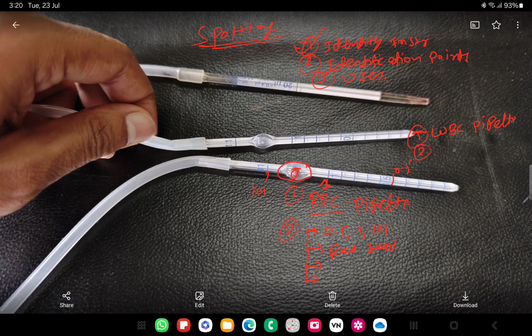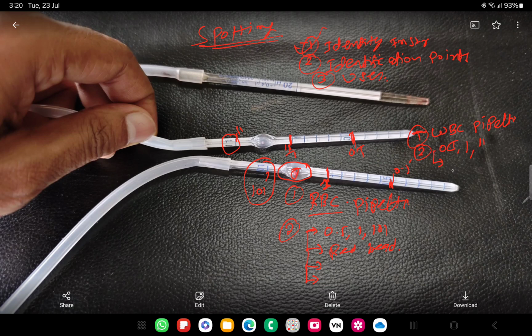The second point here is the identification points. The identification point is the marking: you get 0.5 and 1 here, the same as in the RBC pipette. So these are the same in both the WBC pipette and the RBC pipette, but the last marking will change. Here you get 101 and here you get 11. So 0.5, then 1, and then 11 marking.